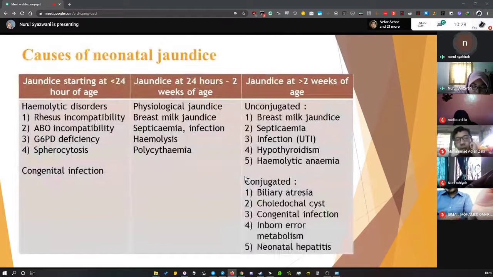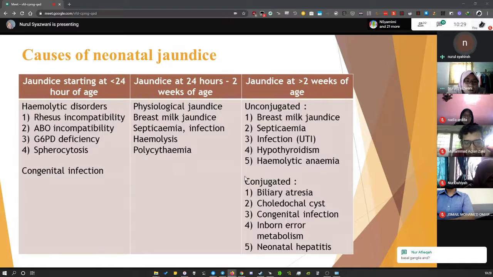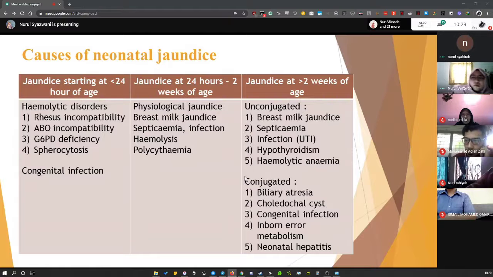Okay, so these are the causes of neonatal jaundice. We can divide it into three: jaundice starting at less than 24 hours of life, jaundice at 24 hours to 2 weeks of age, and jaundice at more than 2 weeks of age. Jaundice starting less than 24 hours of life can be caused by hemolytic disorders such as rhesus incompatibility, ABO group incompatibility, G6PD deficiency, as well as spherocytosis. But the most common is ABO incompatibility. The second cause is congenital infection, like TORCH.